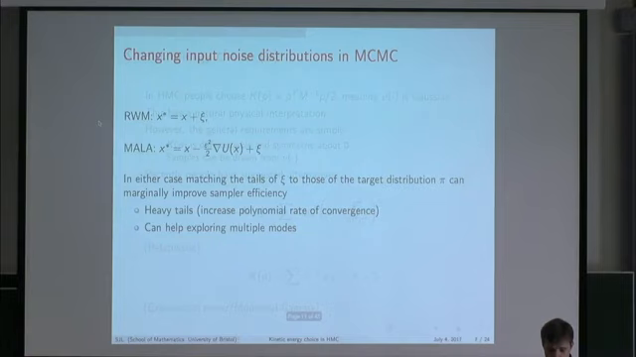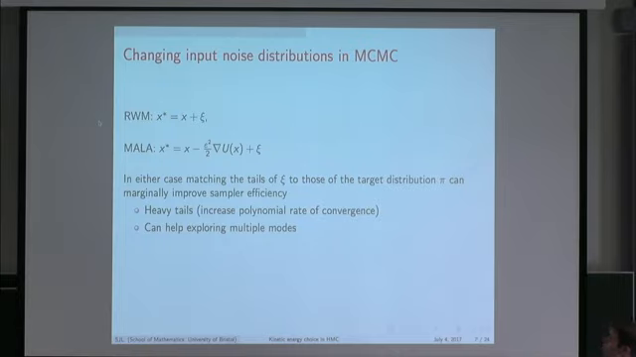Just as a quick link into other MCMC methods, what we're really suggesting doing here is changing the input noise that we inject into an MCMC algorithm. And this is a problem that's been well studied for other samplers. If you look at the random walk Metropolis and MALA, you have this proposal noise that you choose, Xi, and it's well known how you might want to choose this for a given problem.